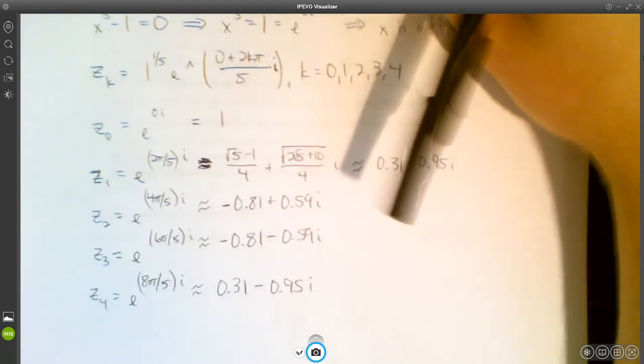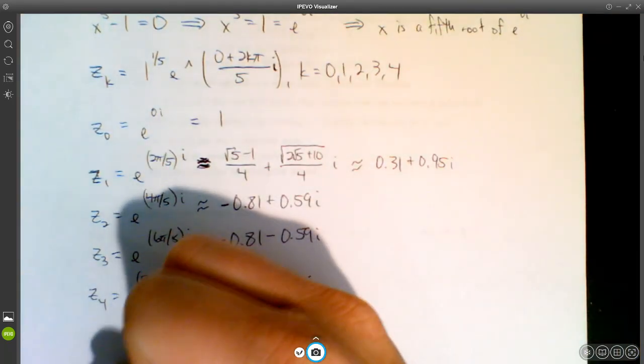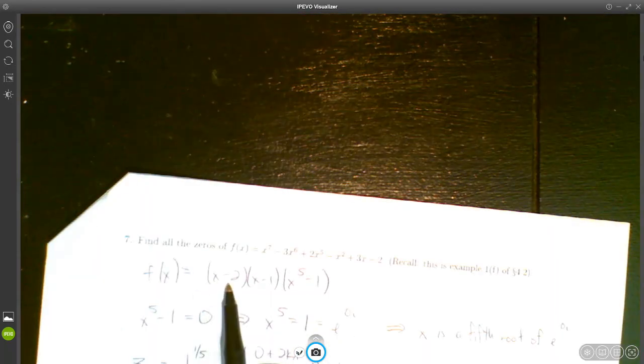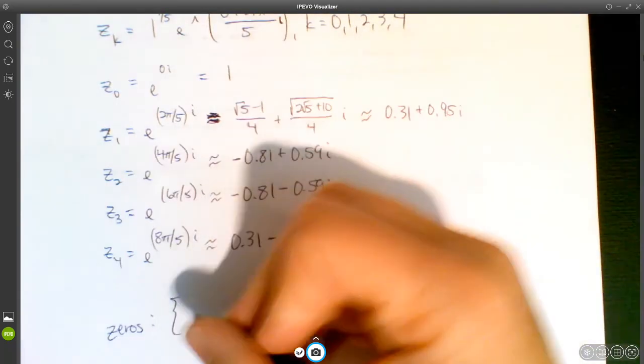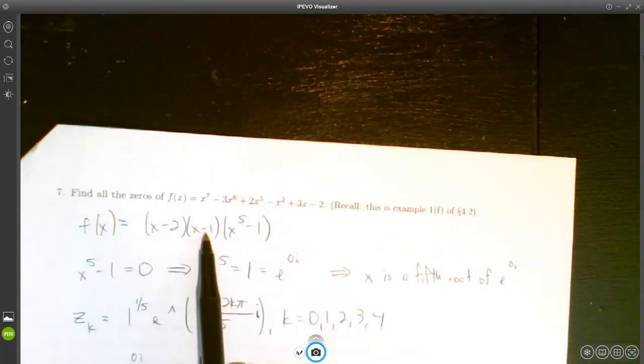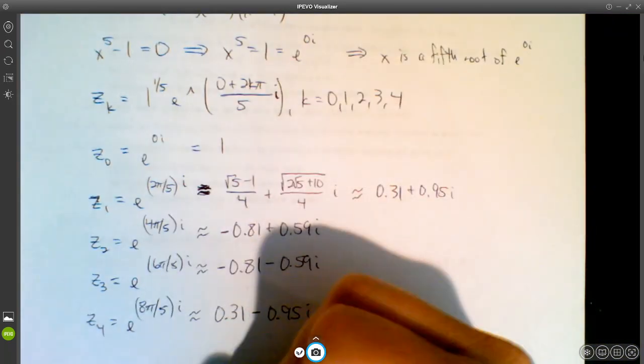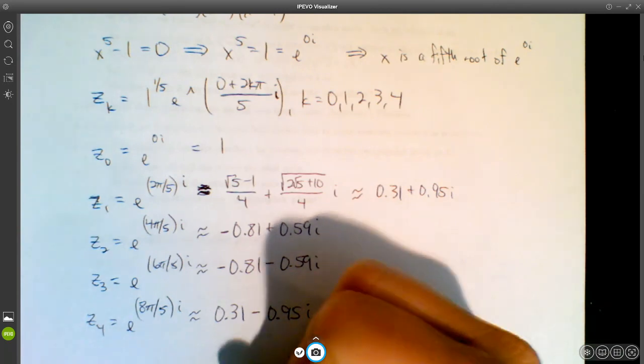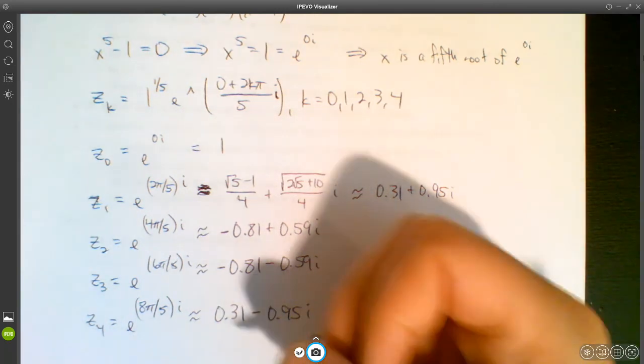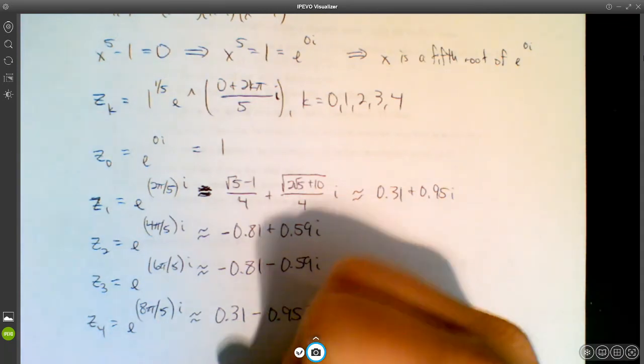So the instructions were to find all of the zeros. What are all of the zeros? Well, the zeros are 1, right? I had a 0 of 1 there, and then it happened again there. So it's actually 1 with multiplicity 2. That takes care of 3 zeros, right? 1, 2, 3 zeros. I should have 7 zeros. So what are the other 4 zeros?